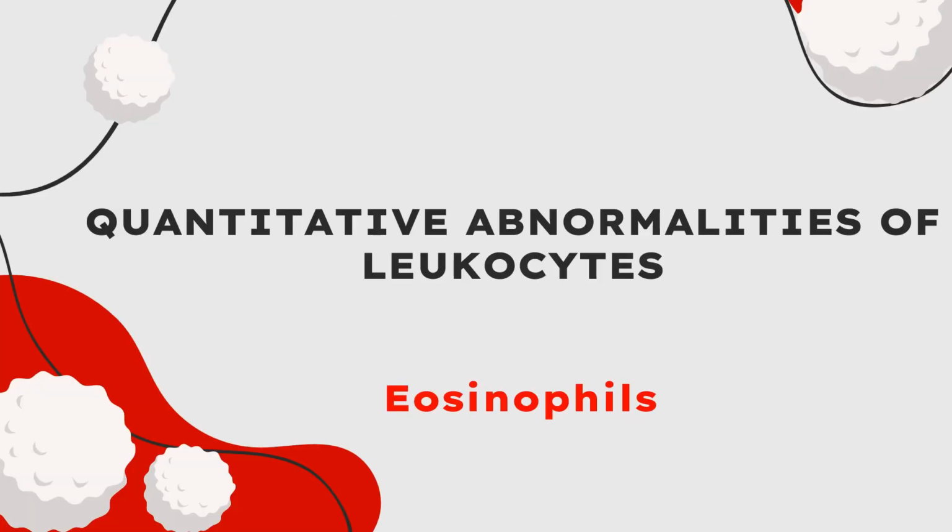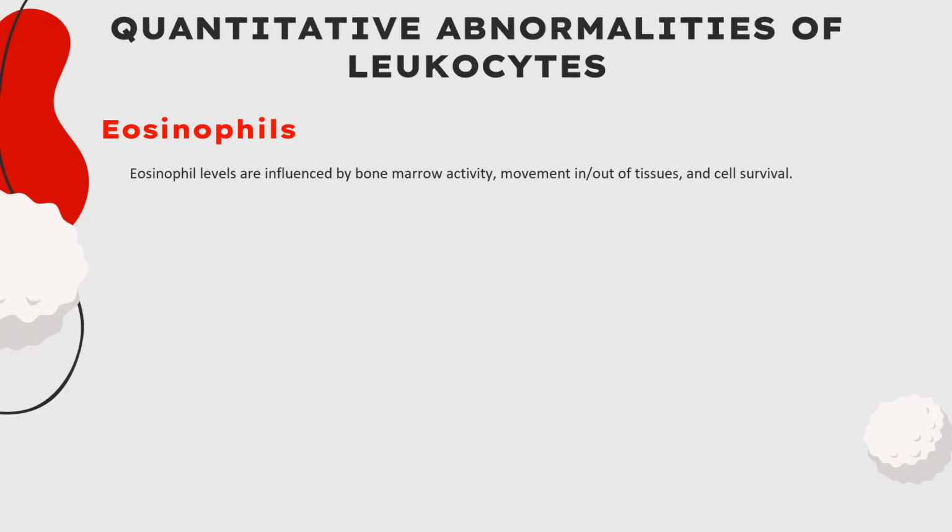Let's begin with eosinophils, those enigmatic cells influenced by various factors, from bone marrow activity to tissue movement and cell survival. When the absolute eosinophil count exceeds 400 million per liter, we enter the realm of eosinophilia. Non-malignant causes often involve the stimulation of cytokines like interleukin-3 and interleukin-5. Eosinophilia's root causes vary across underdeveloped and developed regions.